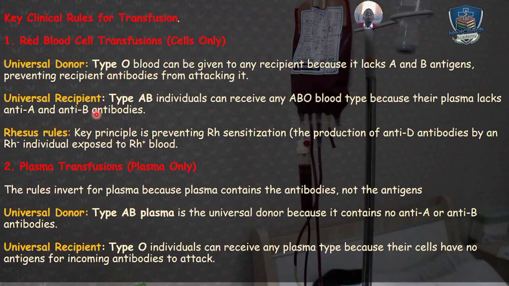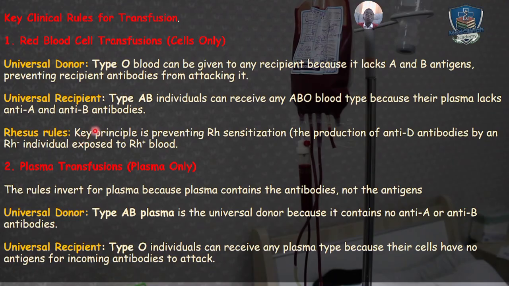They can receive any blood type because they don't have antibodies to react with a foreign antigen. So that's what I mean here. They lack the antibodies to react with the donor's antigen. So when it comes to the rhesus rule, just note the rhesus sensitization.